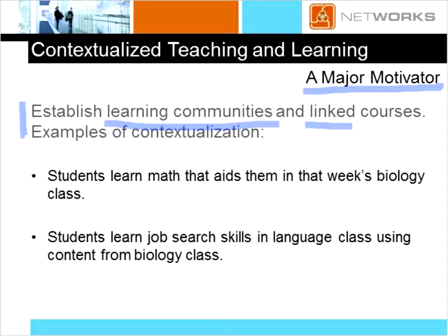And here are some examples from our program. Students learn math that aids them in that week's biology class. And also students learn job search skills in the language class using content from a biology class. So they're seeing the connections between a lot of different subjects, and they're seeing how math works with chemistry or math works with biology, and finding connections between related subjects. I shouldn't say finding, the teachers are forcing them to make those connections.